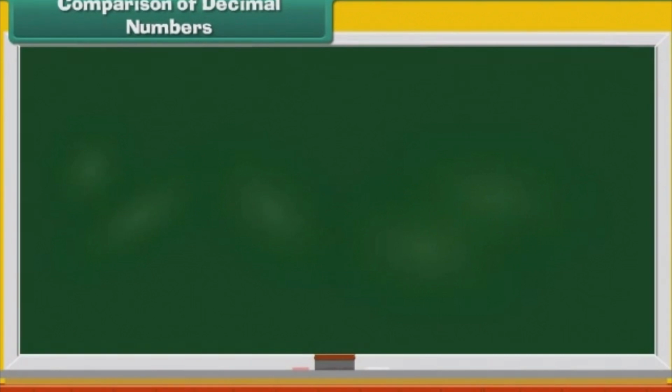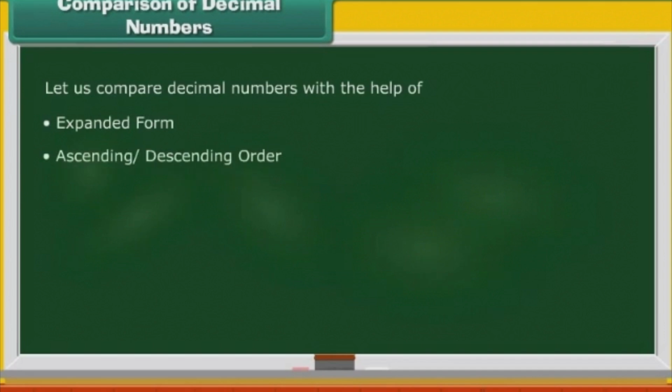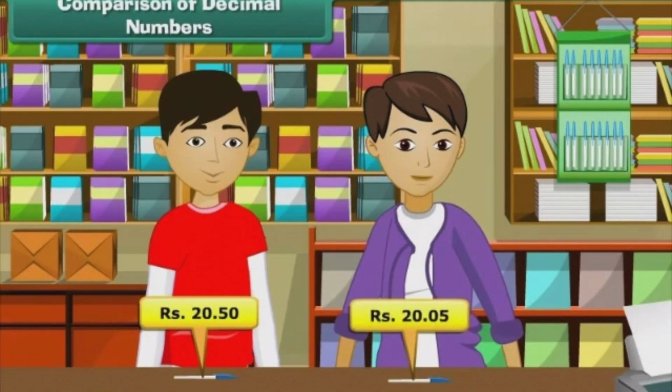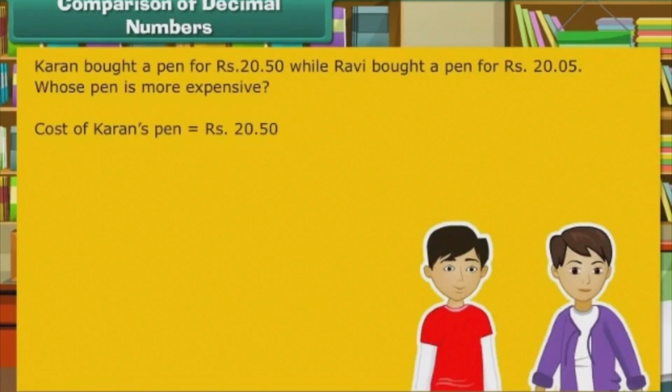Comparison of decimal numbers. To understand decimals better, we now compare decimal numbers with the help of expanded form, in ascending and descending order. Let us look at some examples. Karan bought a pen for rupees 20.50, while Ravi bought a pen for rupees 20.05. Whose pen is more expensive? Cost of Karan's pen is equal to rupees 20.50. That is equal to rupees 20 and 50 paise.